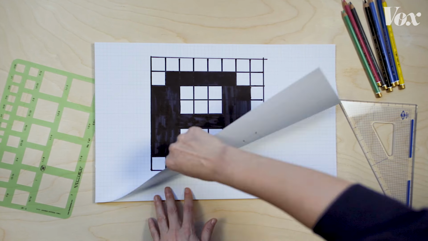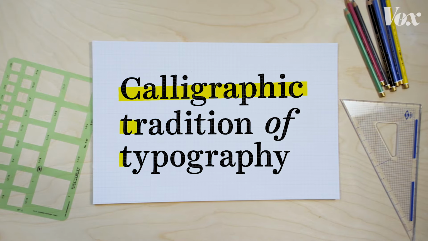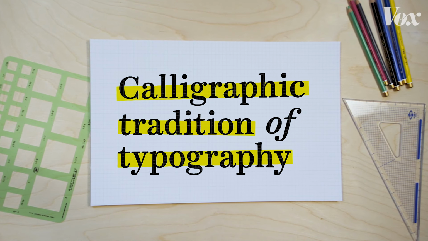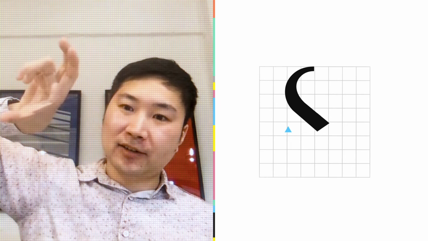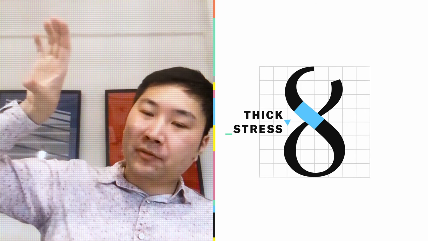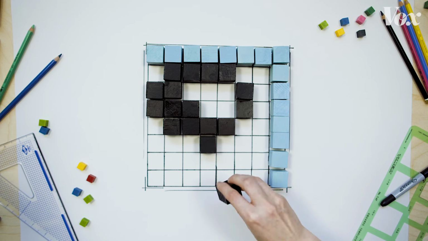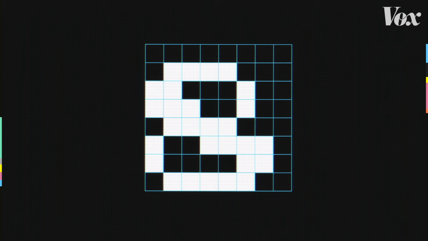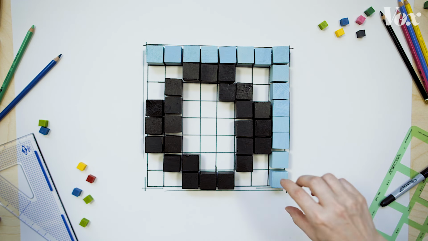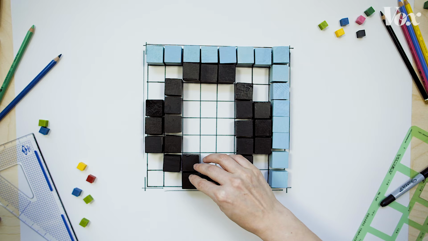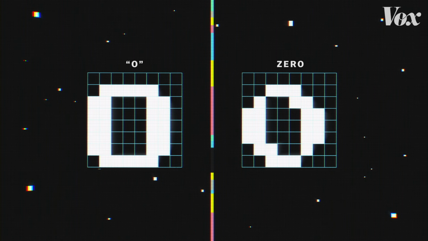But the designers of this font also attempted to follow the calligraphic tradition of typography. Okay, so if you hold a flat pen, write an 8 this way, so there will be a thick stress in this position. This is the Quiz Show 8. That stress is also how they differentiated the 0 from the O. So there was a bit of character in the design.